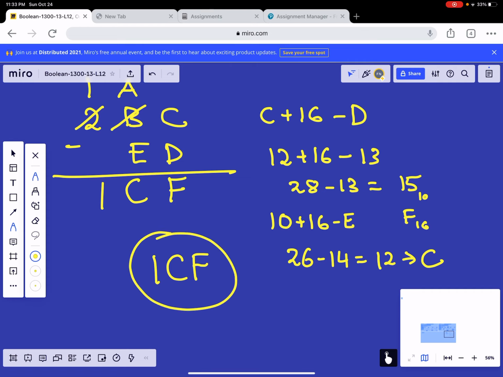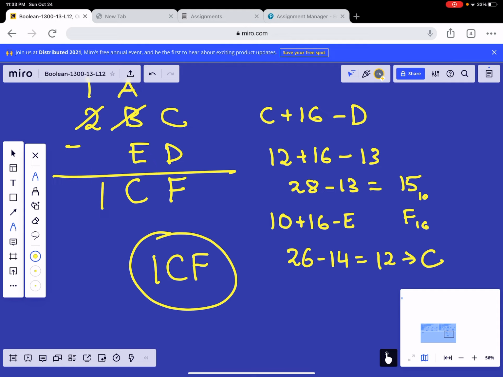That's your answer. So in this case, you need to borrow. If the small number cannot subtract the big number, you borrow 1. 1 in hexa equals 16. So 16, and then you add the numbers together before you subtract.